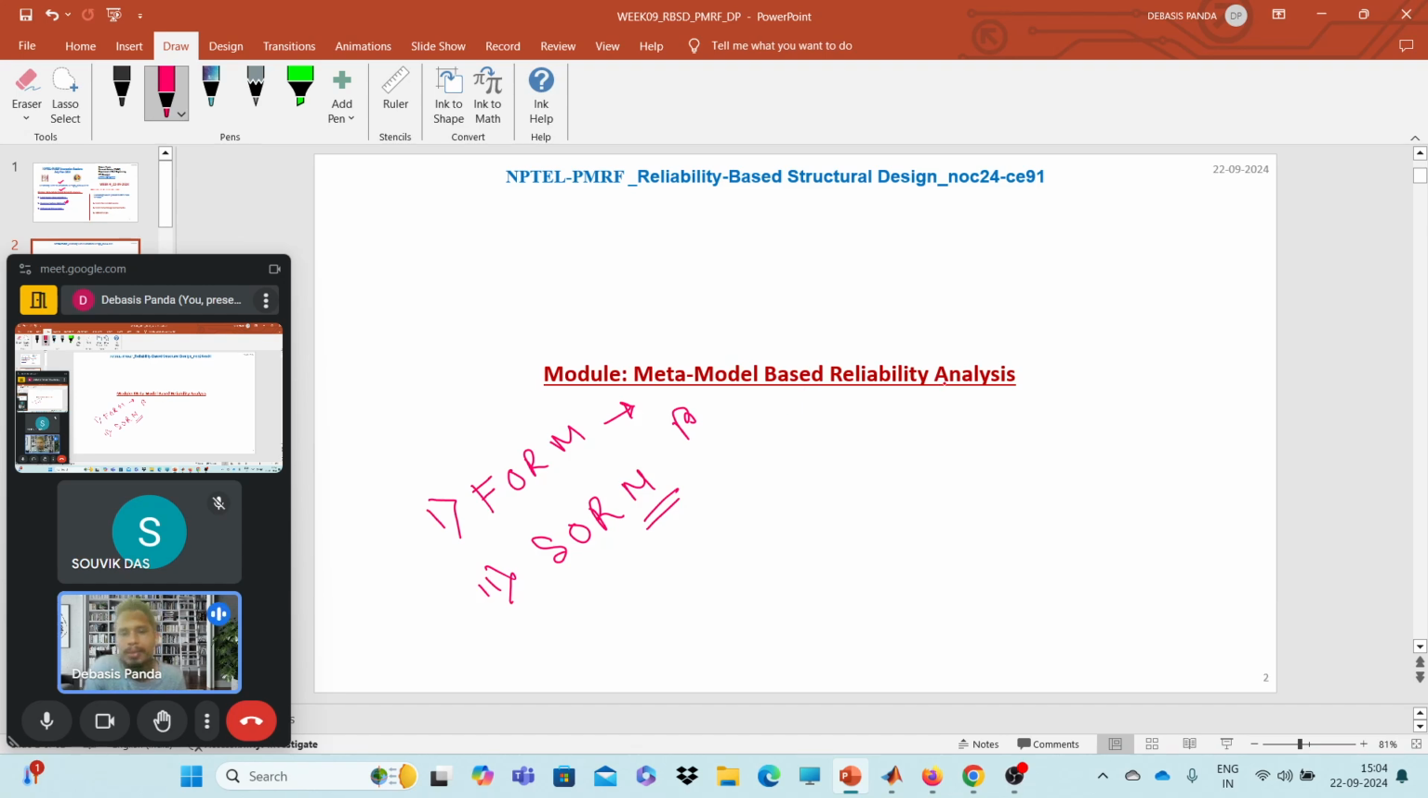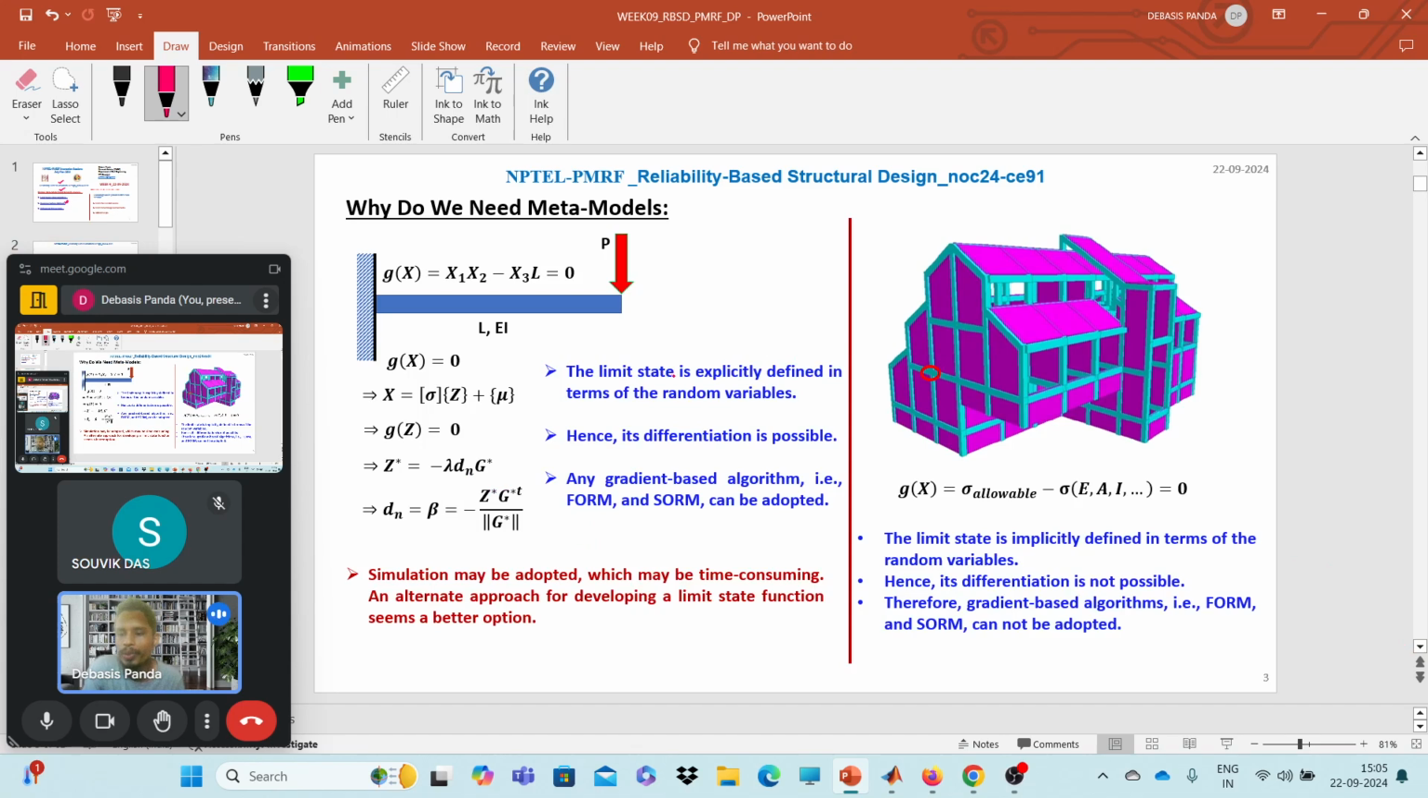Now let's try to answer this question: why do we need to go for meta model based reliability analysis while we have gradient based and simulation based reliability techniques, which we already have learned? Recall, in gradient based reliability analysis, what were the steps we need to perform?